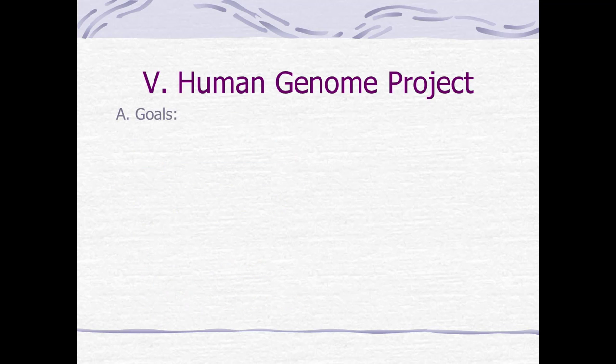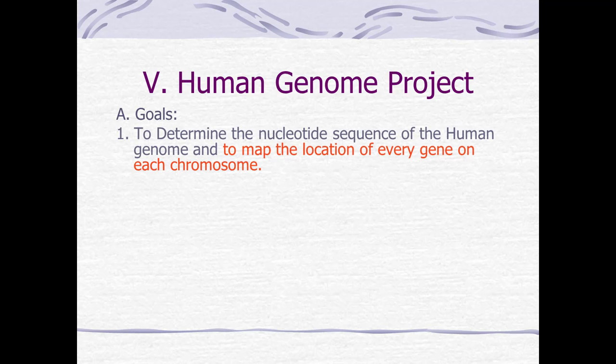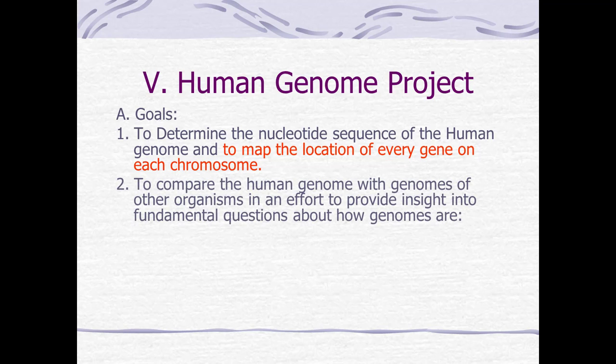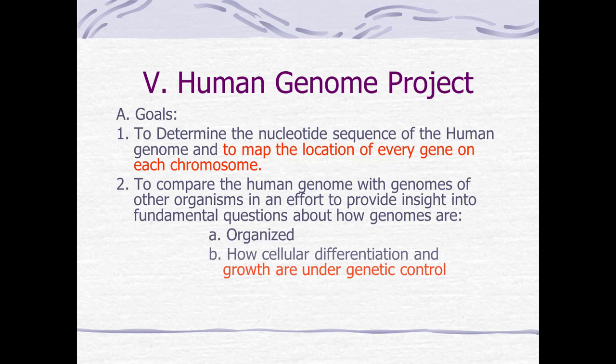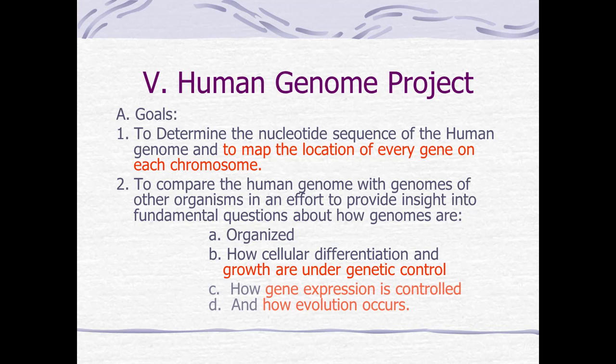The Human Genome Project's goals are to determine the nucleotide sequence of the human genome and to map the location of every gene on each chromosome, and to compare the human genome with the genomes of other organisms in an effort to provide insight into fundamental questions about how genomes are organized, how cellular differentiation and growth are under genetic control, how gene expression is controlled, and how evolution occurs.